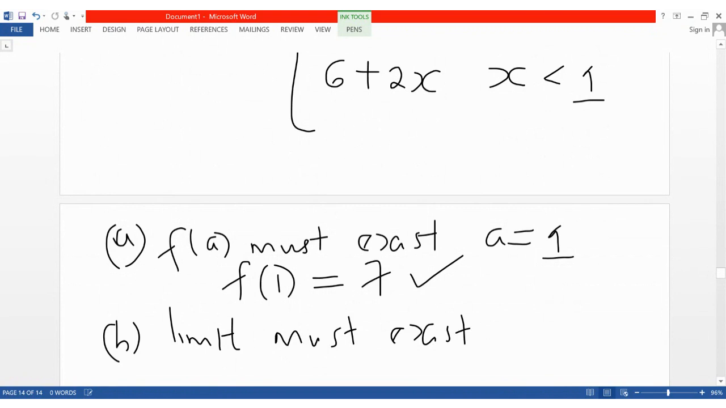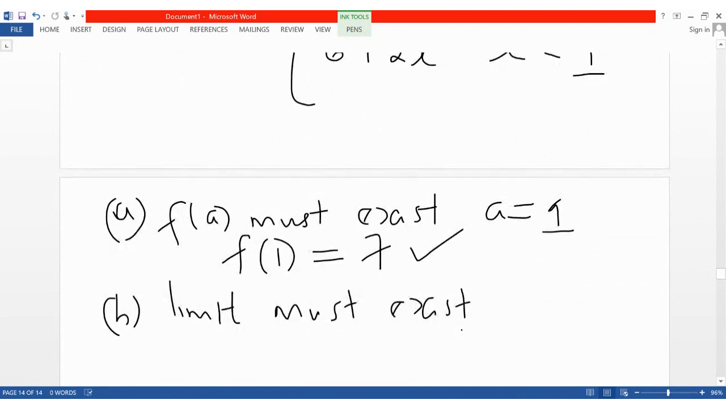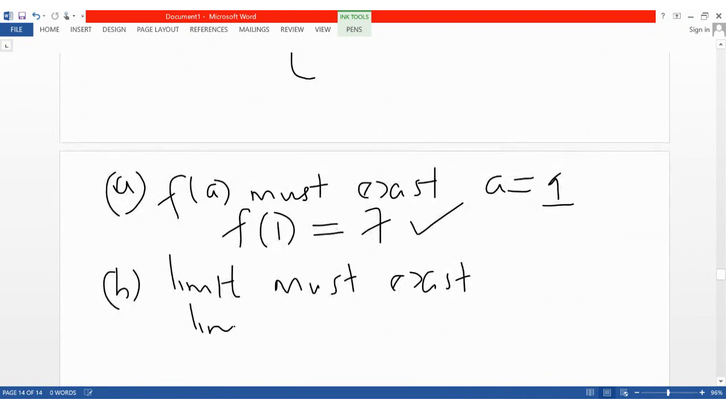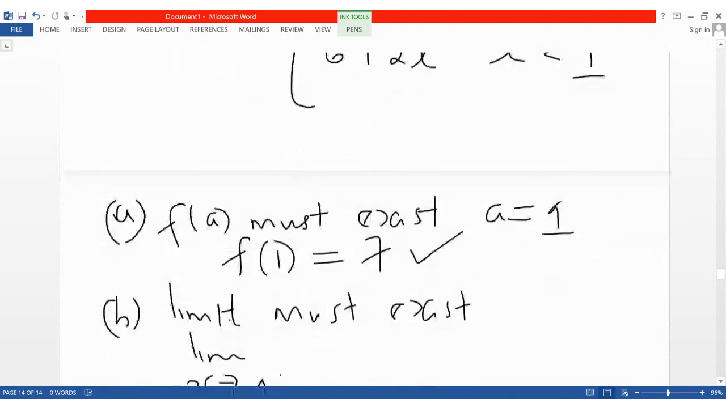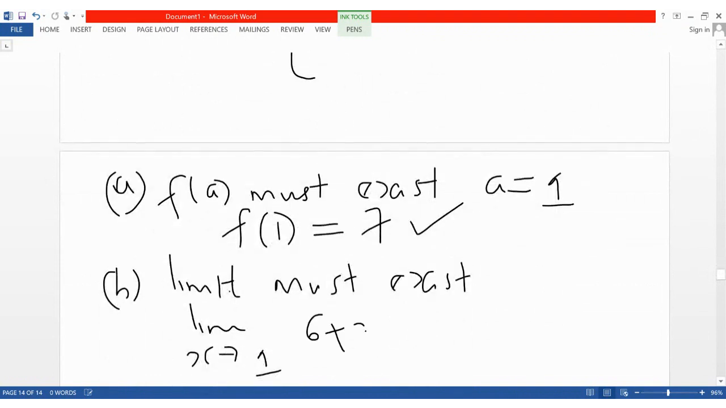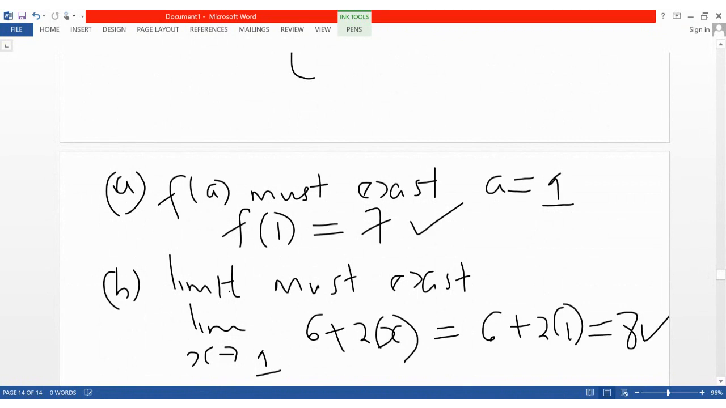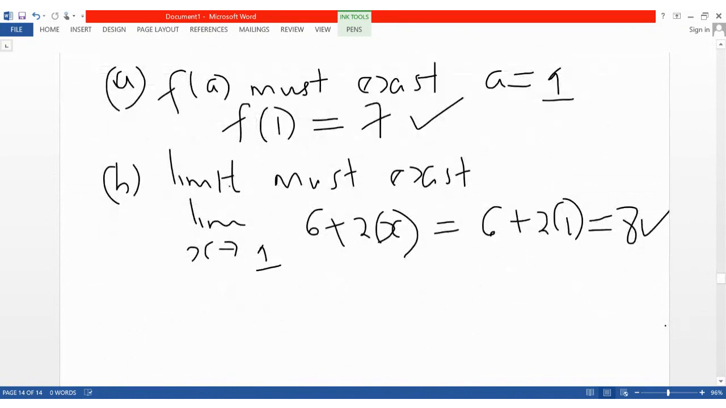So we shall have lim as x is approaching what? Of 1. Remember, our x is equal to 1. We have 1 on the right hand side of x plus 2x. X plus 2x. So we shall just replace the 1 there. So 2, 1. We get this one as what? 8.